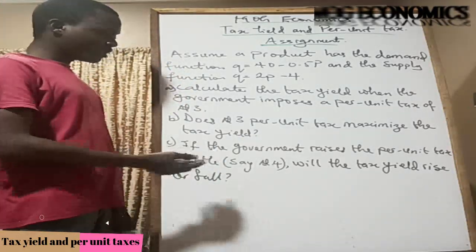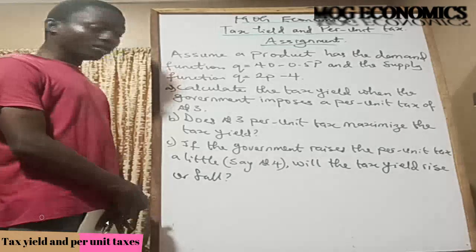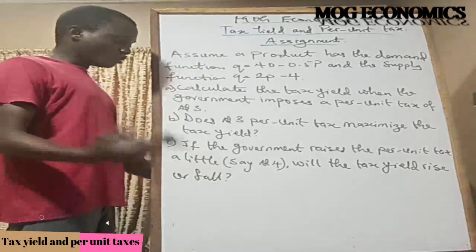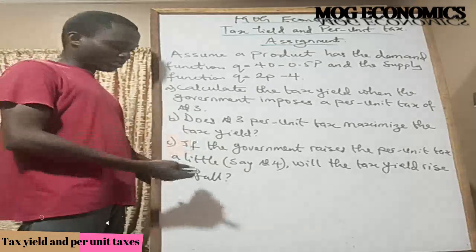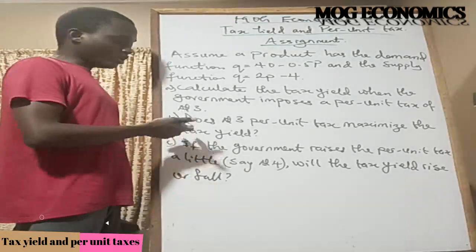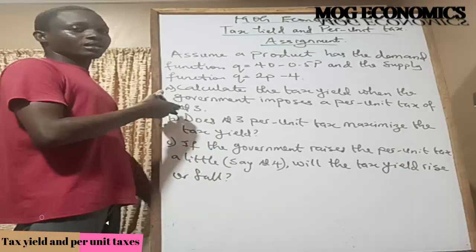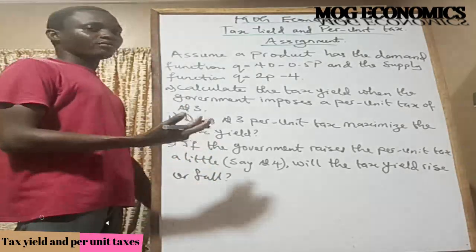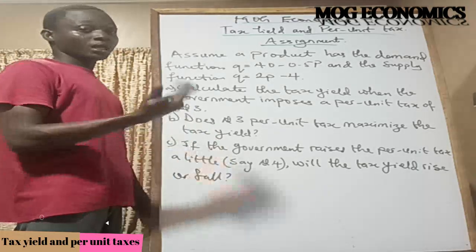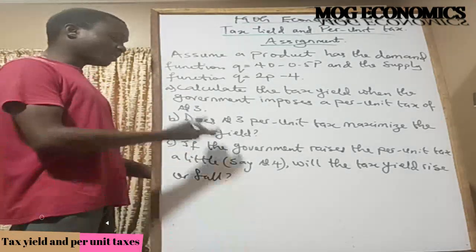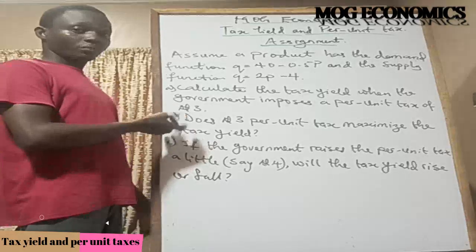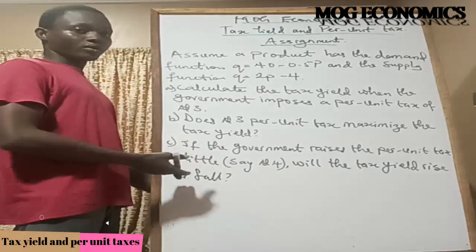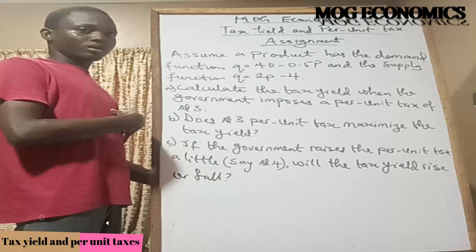So, if the government were to raise the per unit tax a little, maybe to 4 naira, will the tax yield rise or fall? To solve that, it also takes from B. So if, for example, the answer you get here is 5 naira, and the government were to raise the per unit tax to 4 naira instead of 3 naira, of course, there will be more tax revenue. But if the answer you got here was 3.5, and then the government were to raise the per unit tax to 4 naira, right? The one that maximizes total revenue is 3.5.